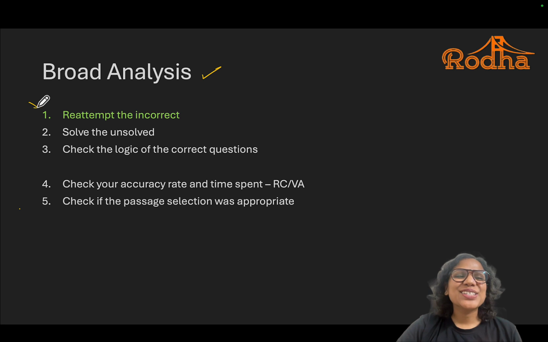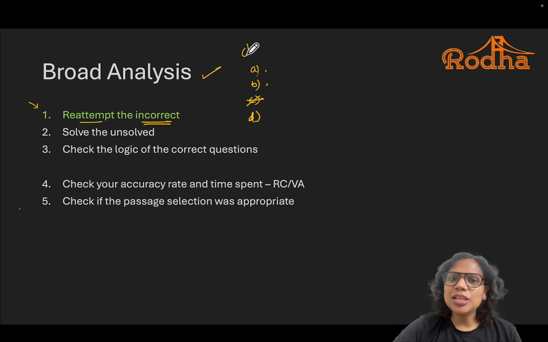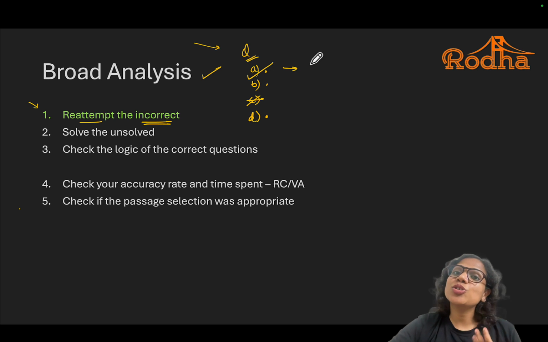Without fail. For all the questions you got incorrect, reattempt them first. Now you know that out of the 4 options, you have marked one incorrect option. Read the question stem again, and if needed, read the passage again, and see if you are able to now find the correct answer. If you are able to, that is also learning. You are learning through this process.